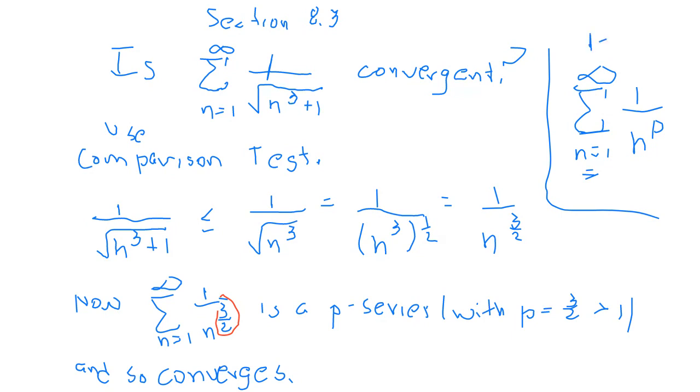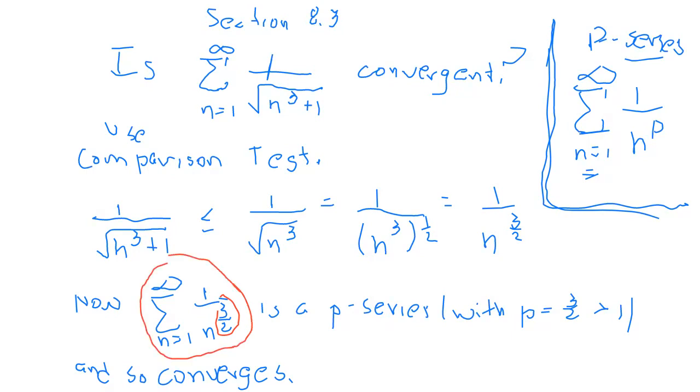So a p-series is any series that takes this form here. And the series given as 1 over n to the 3 halves power converges, because when the p is greater than 1, we have a convergent p-series. When the p is less than or equal to 1, we have a divergent p-series. So normally when we use the comparison test, it's most convenient if we can compare our series to some kind of p-series.